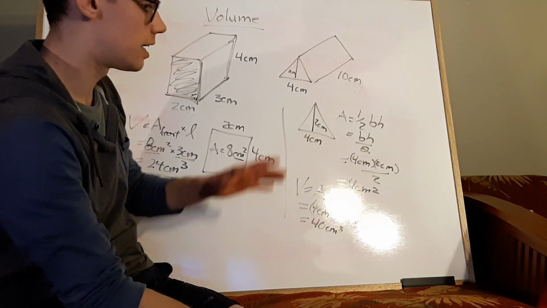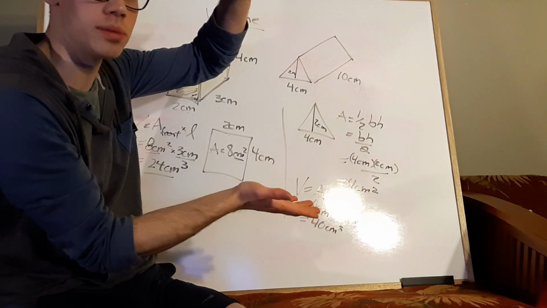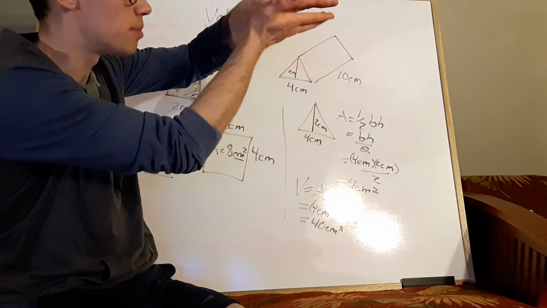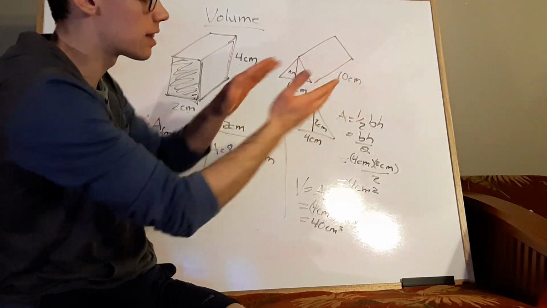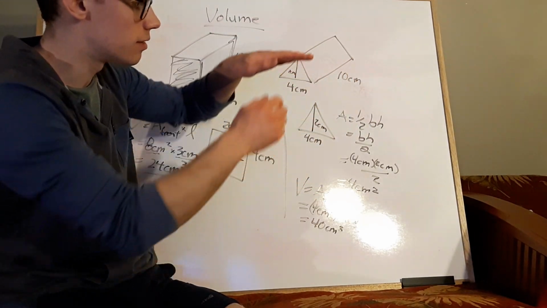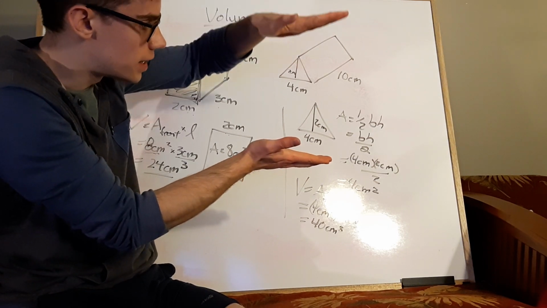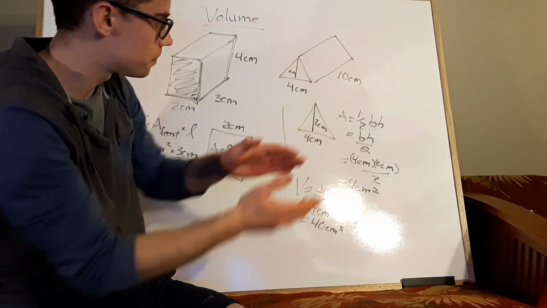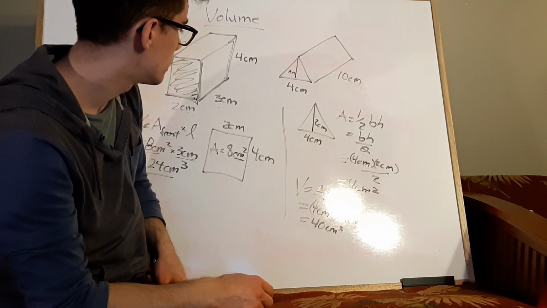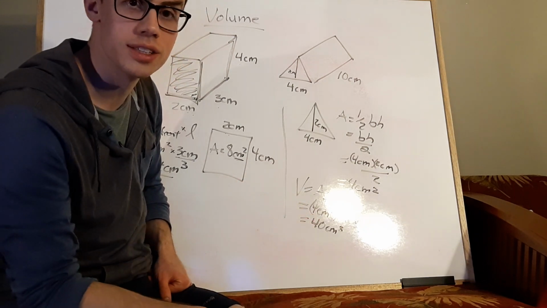So yeah, find the area of that front or back shape, or top and bottom shape, and multiply it by that middle dimension, that length or that height. And you can think of it as that area of the top piece filling up the rest of the shape, and that being the volume. So that's how you find the volume of prism-like objects.